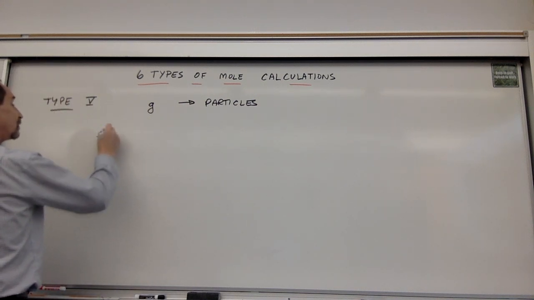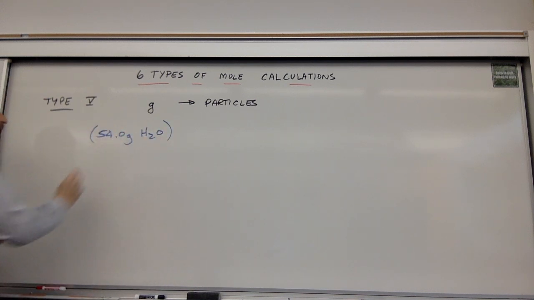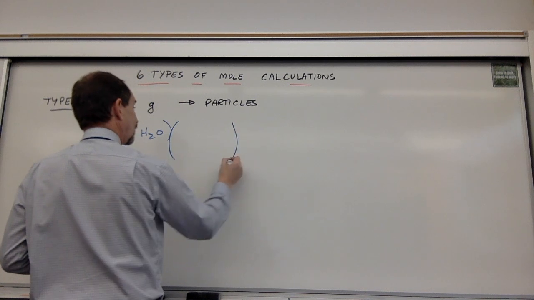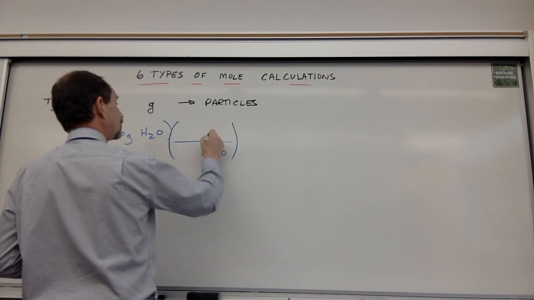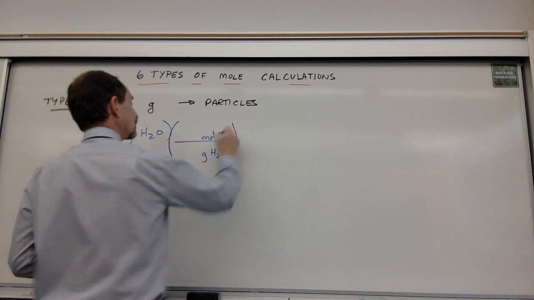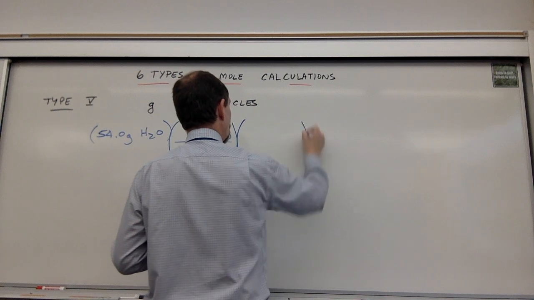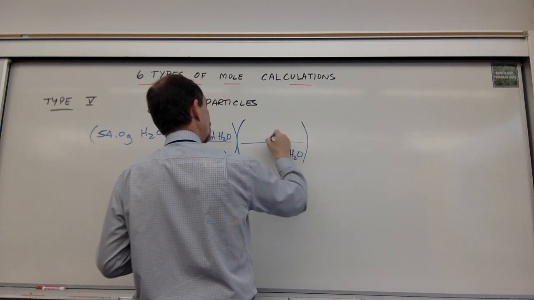I've got 54.0 grams of water. How do I take that to particles? Well, I follow my units through. My first set of brackets, I'm going to put grams of water to get rid of that unit and go to moles of water. My second set of brackets, now that I have moles, I'm going to do exactly what I did in type 4. I'm going to go from moles to molecules of.